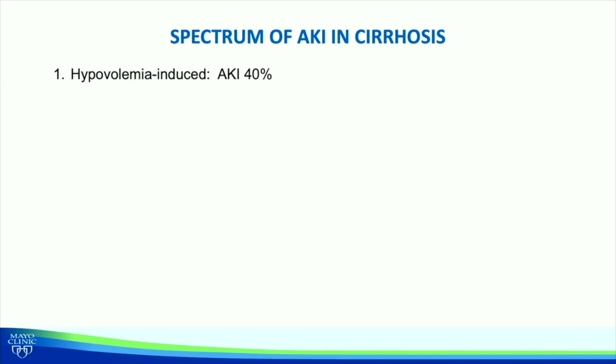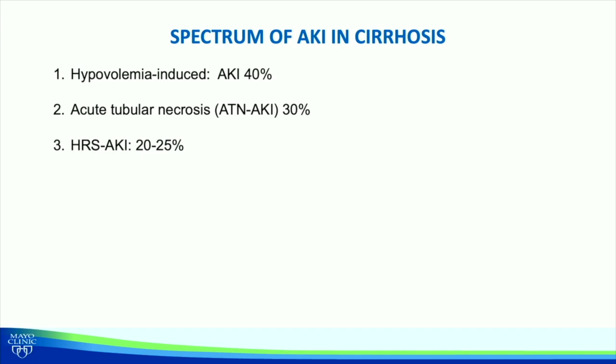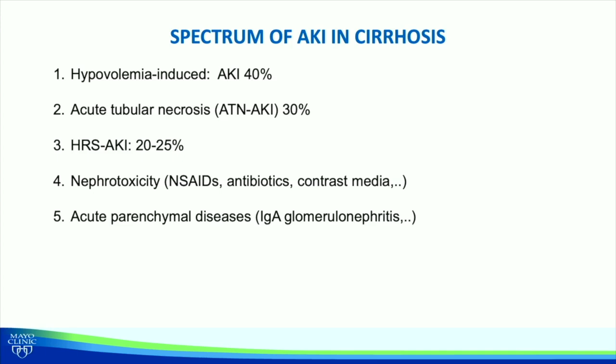Most common is hypovolemia. That's by far the most common. Then there's acute tubular necrosis. Hepatorenal syndrome is less likely, 20 to 25%. And also remember, there are other causes. Nephrotoxicity, they may be on non-steroidals, contrast, antibiotics. They can have parenchymal kidney disease, and sometimes they have a combination of these.